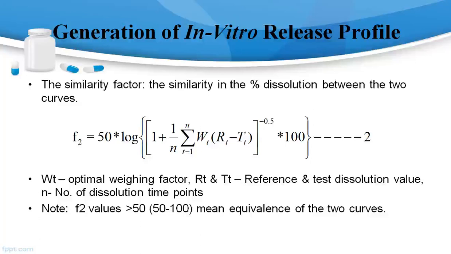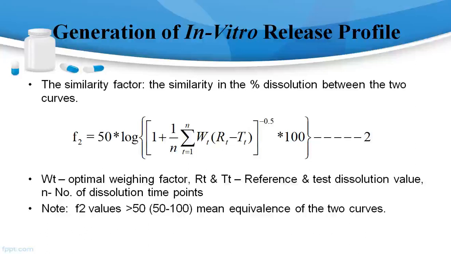And another one is the similarity factor. The similarity factor is also determined. In this, percentage dissolution between two curves is compared. This is represented by F2, and in this equation WT is the optimal weighing factor. RT and TT represent the reference and test dissolution respectively.